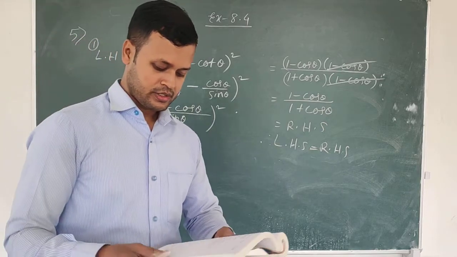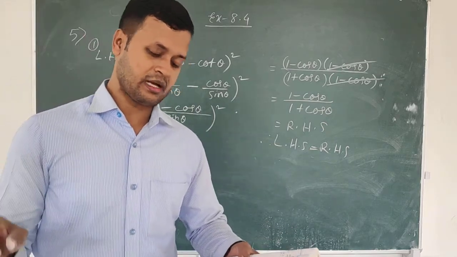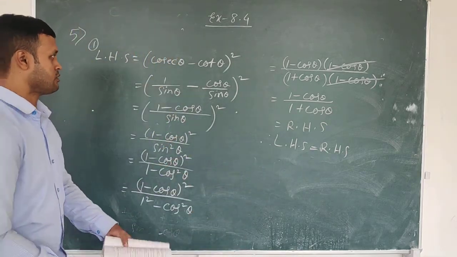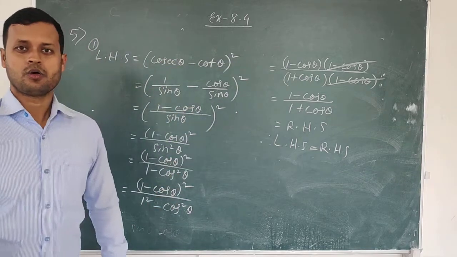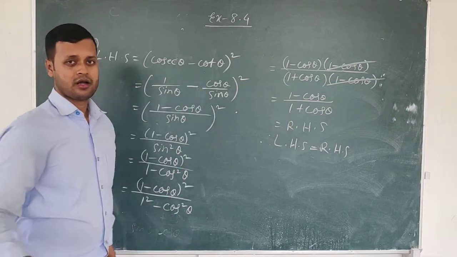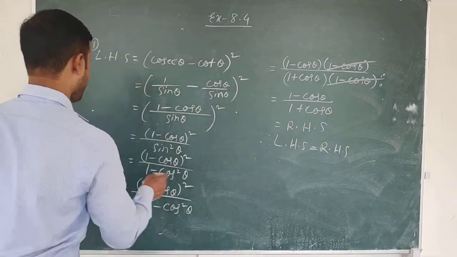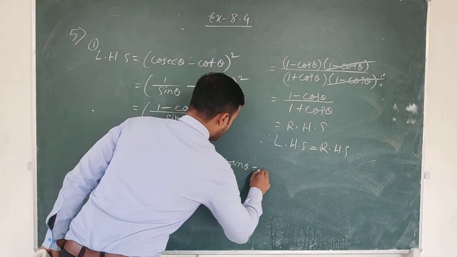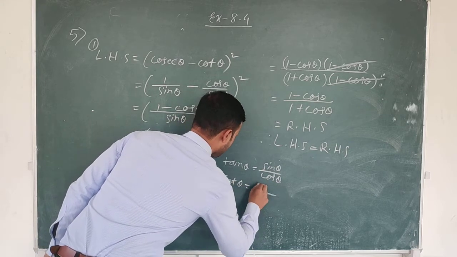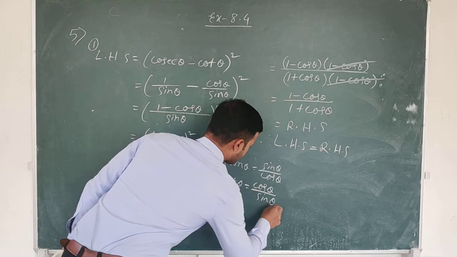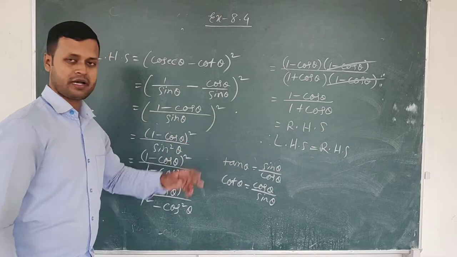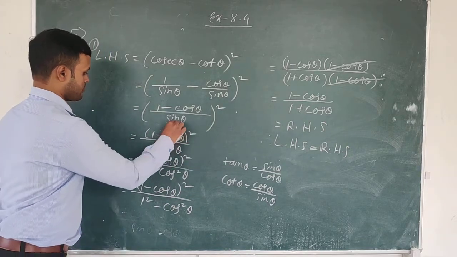So LHS, cosec theta: we have to show that cosec theta minus cot theta whole square is equal to 1 minus cos theta by 1 plus cos theta. So LHS we are taking cosec theta minus cot theta whole square. Cosec is the reciprocal of sine, so cosec means 1 by sine, and cot is the reciprocal of tan. So if tan is sin theta by cos theta, then cot theta will be cos theta by sin theta, isn't it? So sin theta and sin theta LCM will become 1 minus cos theta whole square by sin square theta.